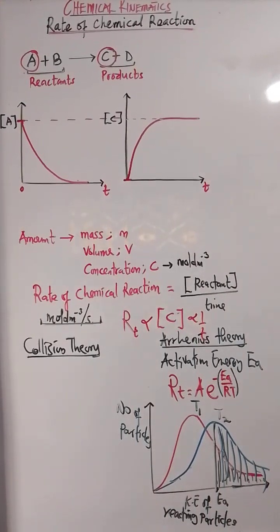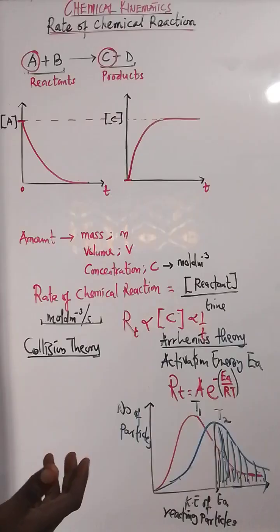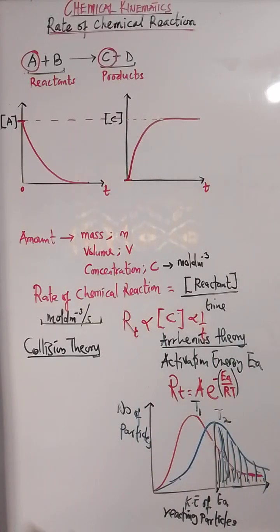So to explain the reason some reactions are very fast and why some are very slow, we have three factors. The first one is collision theory, which says there must be collision. And the more the collision, the more the rate, and the more the effective collision, the more the rate. So first is the effective collision.